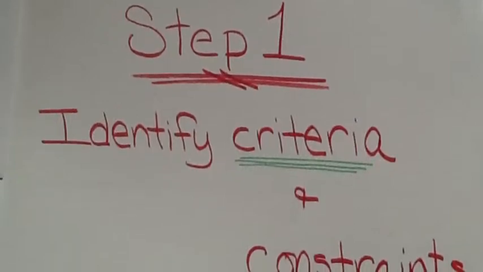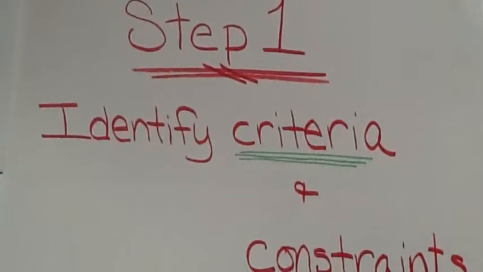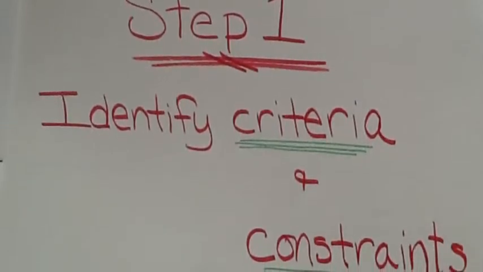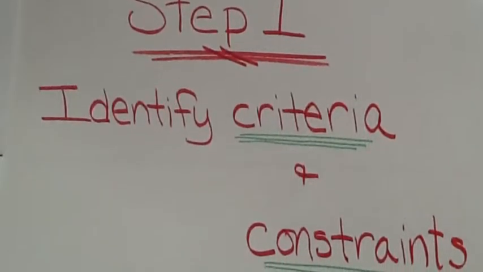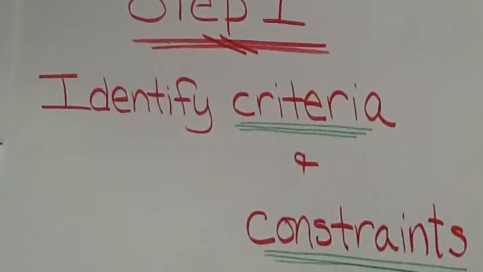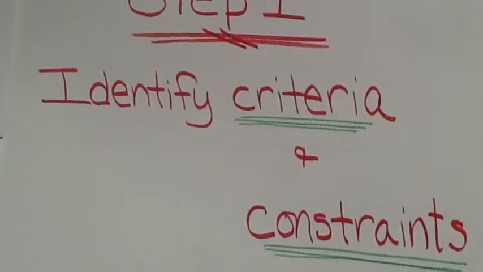Step 1 in the engineering process is to identify the criteria and the constraints for your client. The client will come to you with a challenge asking you to solve a problem for them. It's up to you to determine what they want based on their criteria and their constraints.